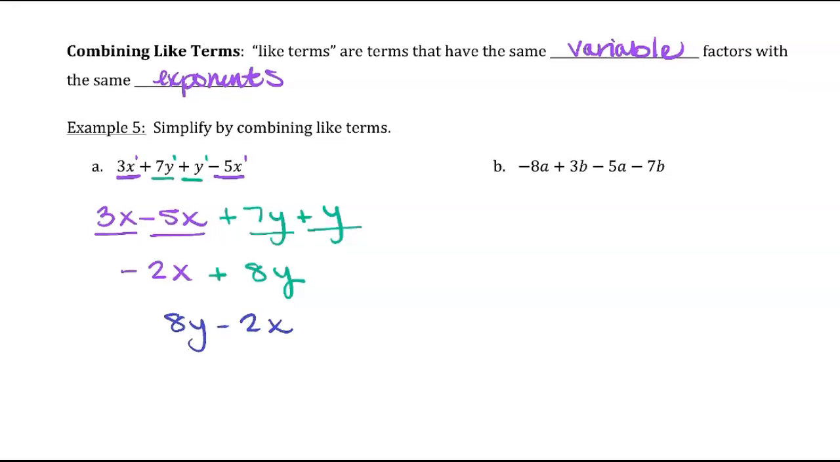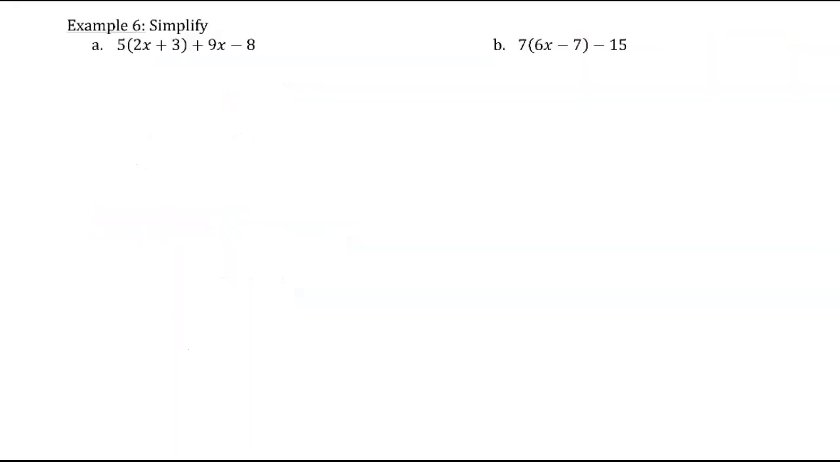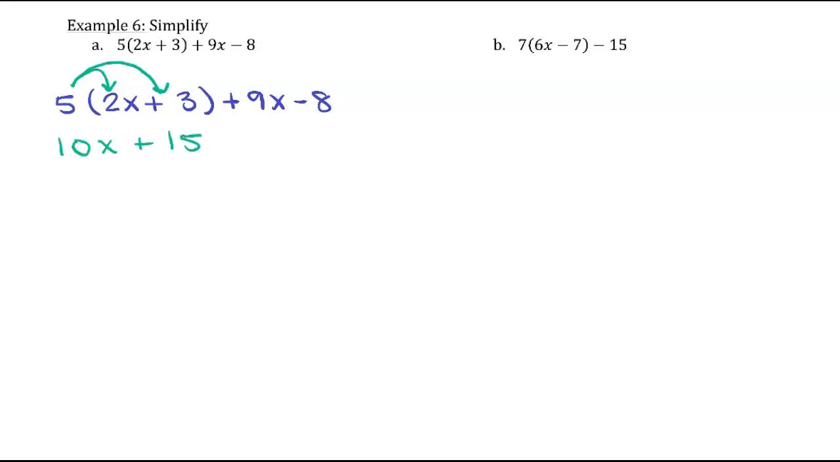Let's go on to C. Let's go on to example 6. In example 6, we're going to combine what we've learned so far in this lesson. Notice first that I have 5 times parentheses 2x plus 3. We can use what we learned about the distributive property to simplify this first chunk. I can do 5 times 2x and 5 times 3. 5 times 2x is 10x, and 5 times 3 is 15. The rest we'll just copy down.